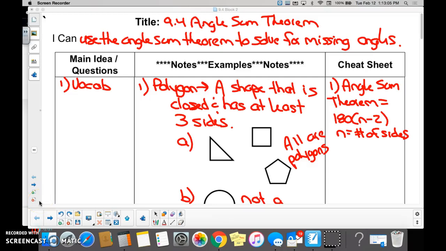9.4 Angle Sum Theorem. I can use the Angle Sum Theorem to solve for missing angles.